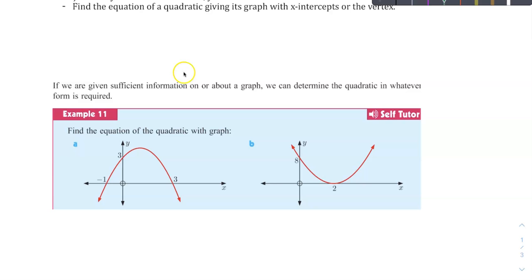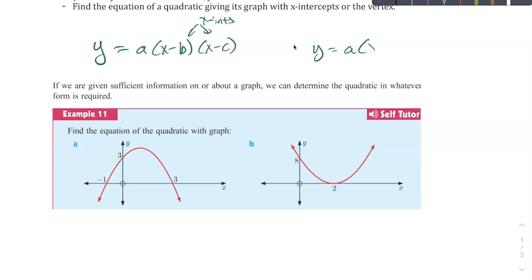Now, keep in mind, there's two quadratic equations we typically deal with. The first one is factored form: y equals a times x minus b, x minus c, where these are your roots, or x-intercepts, and that's your a. And then we have vertex form: y equals a times x minus h squared plus k, where h and k are your vertex.